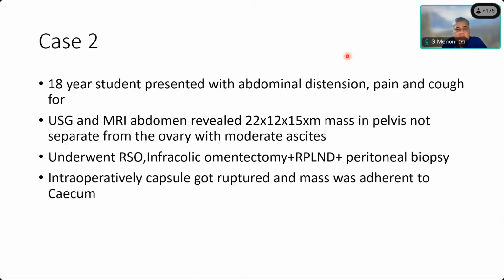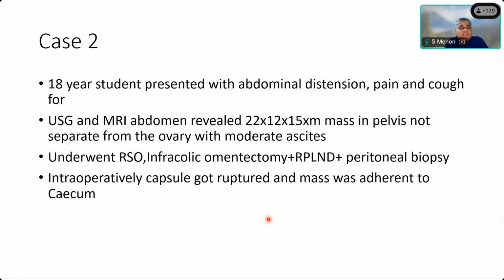Any questions? No questions. Shall we move on to the next case? Yes, sir. So the second case is an 18-year-old student who presented with abdominal distension. Ultrasound and MRI revealed a 22 centimeter mass in the pelvis, separate from the ovary, they said, with moderate ascites.